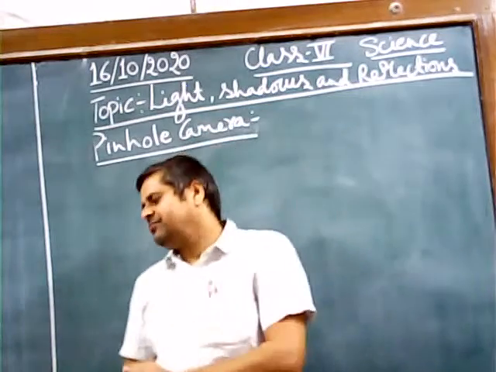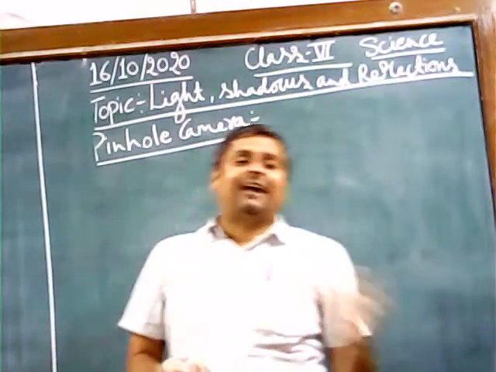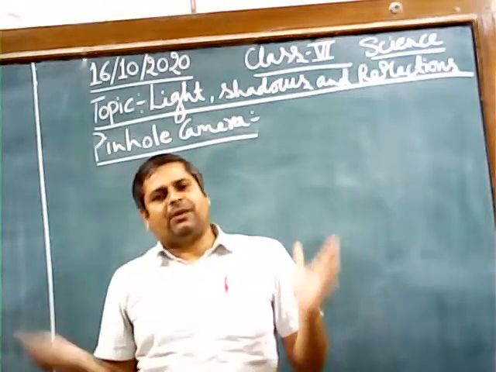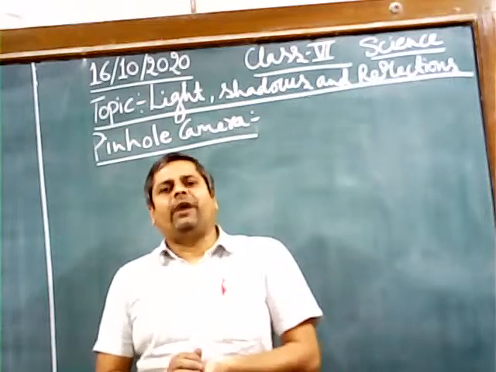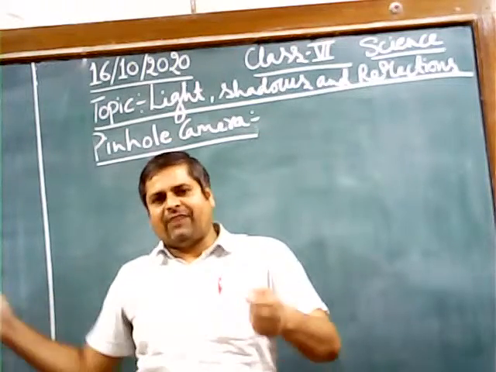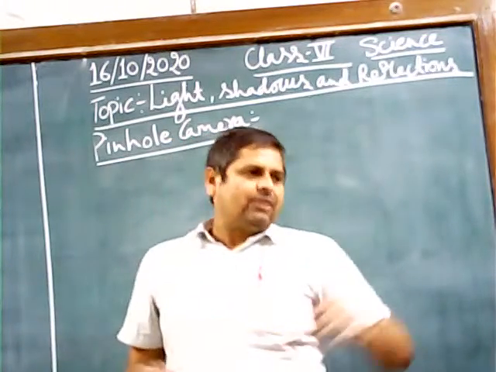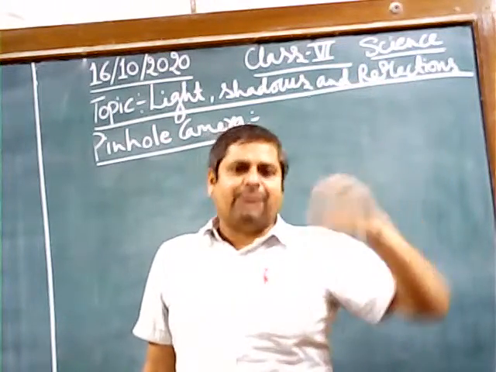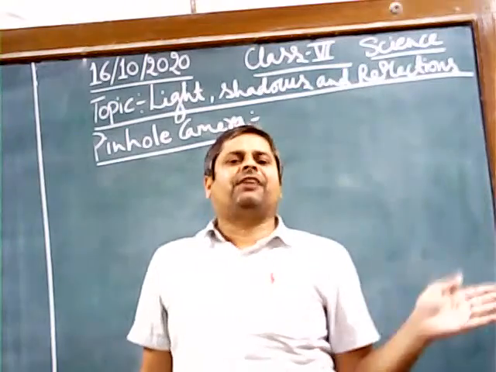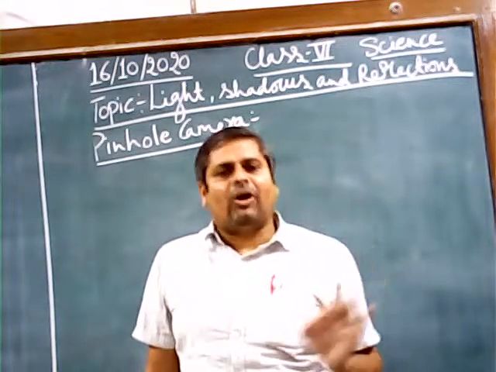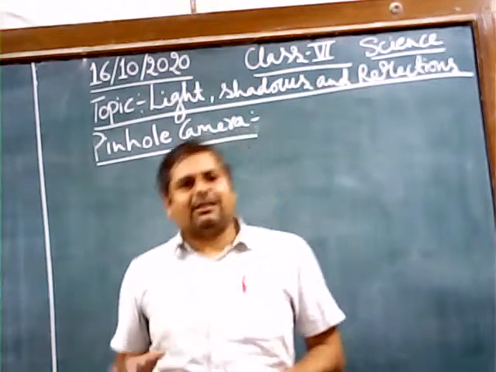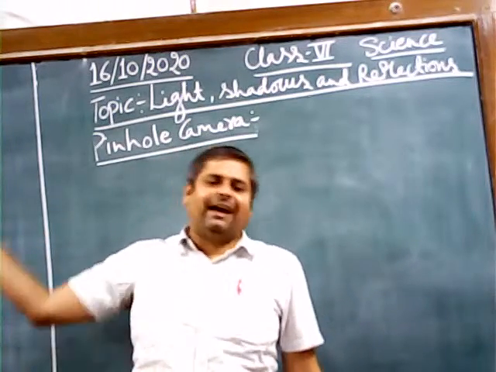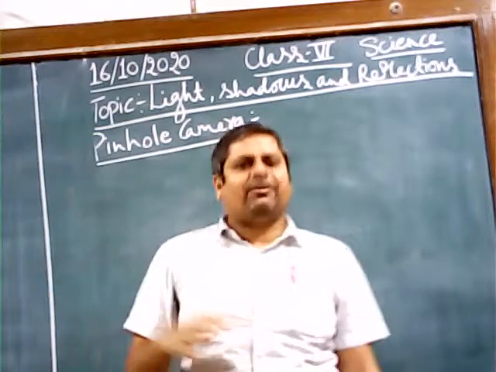Then we saw what are shadows. Shadows are nothing but the impression of an object, when an object is kept in front of a source of light and the impression of the object is formed on a screen. Okay, so these are called shadows. Shadows are nothing but the impression of the opaque object when it is kept at a distance from a source of light. Okay, children?